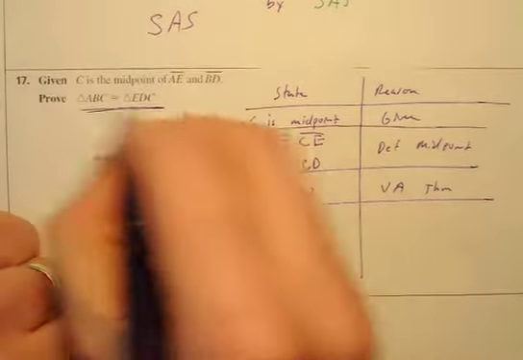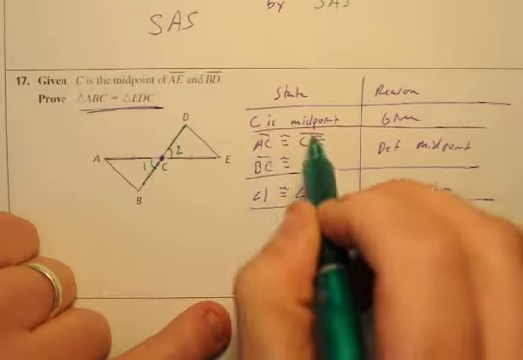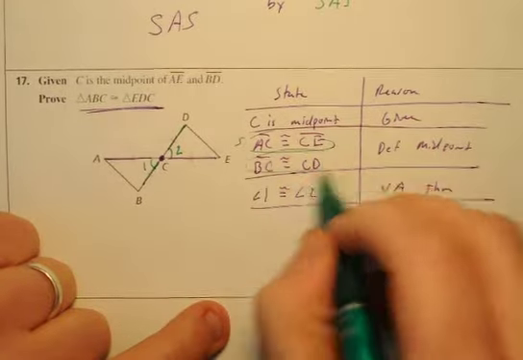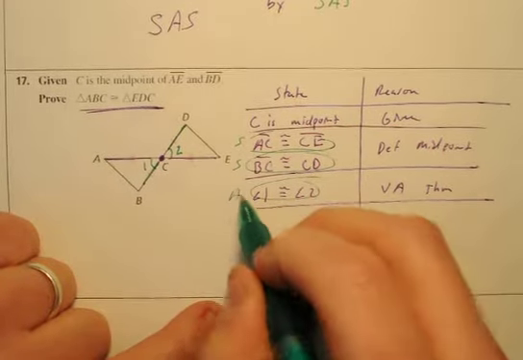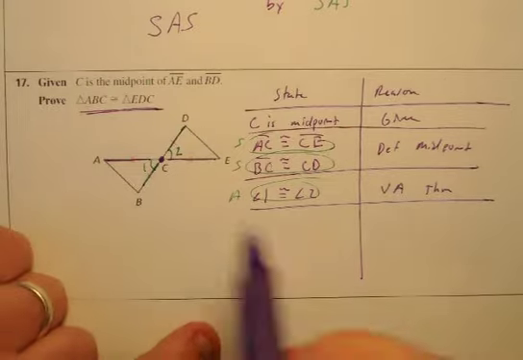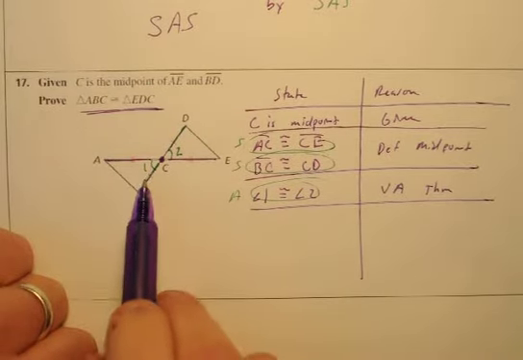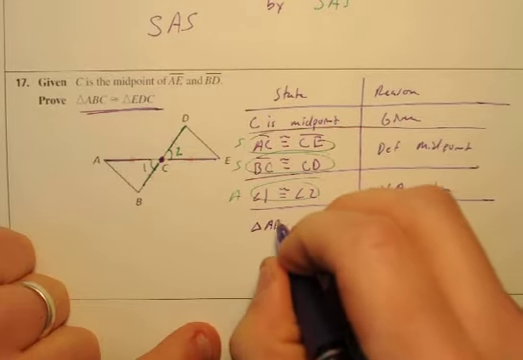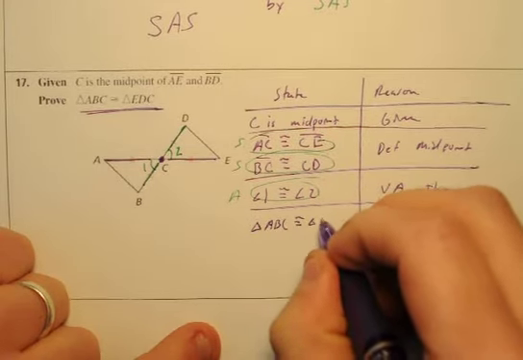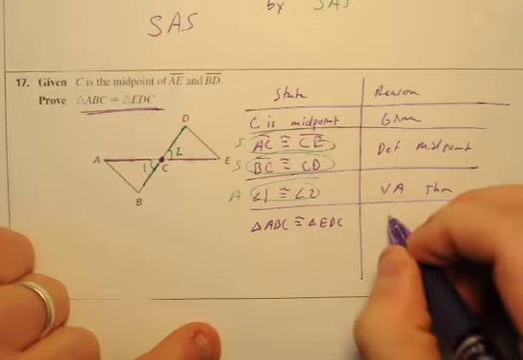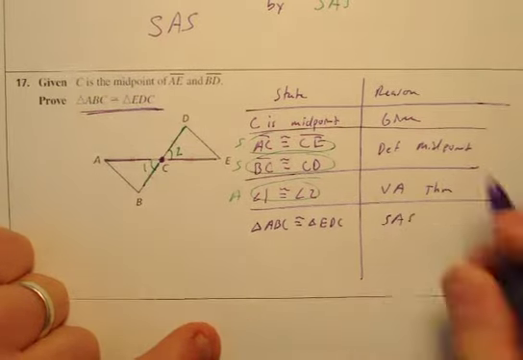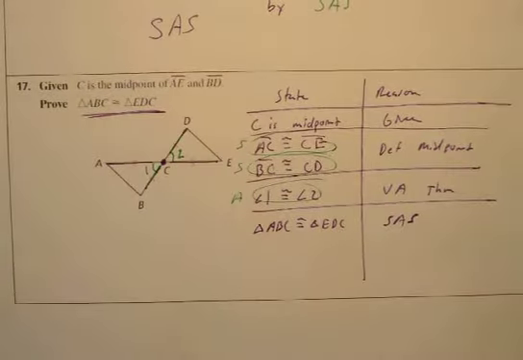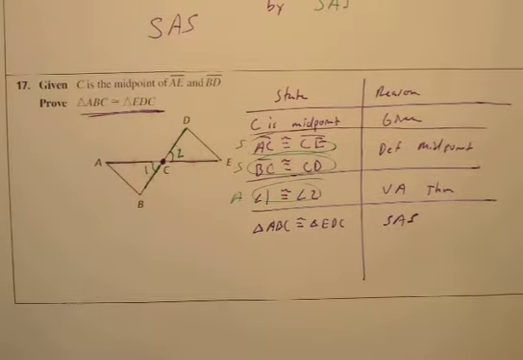And now we can make our conclusion. This is a set of sides. This is a set of sides. That's a set of angles. The angle is between the two sides. So we're going to make our conclusion by side, angle, side. And we can definitively say that these triangles are congruent. They're exactly the same based off of that information.